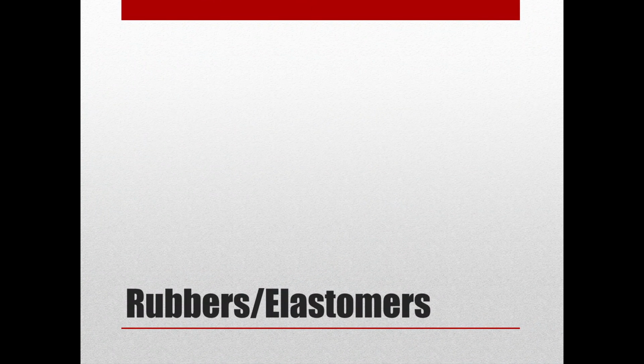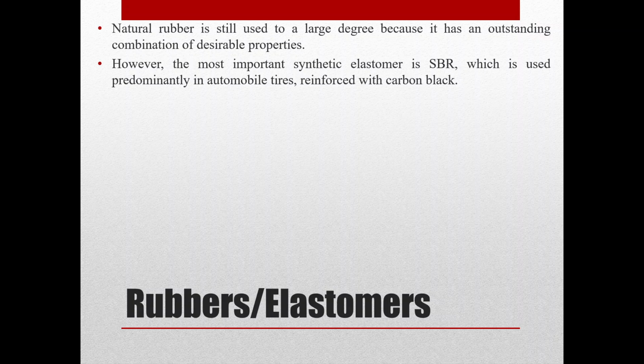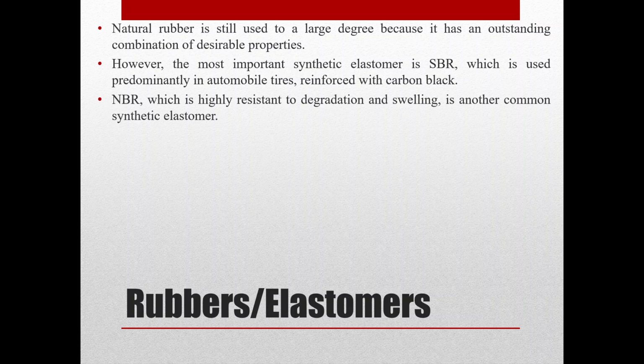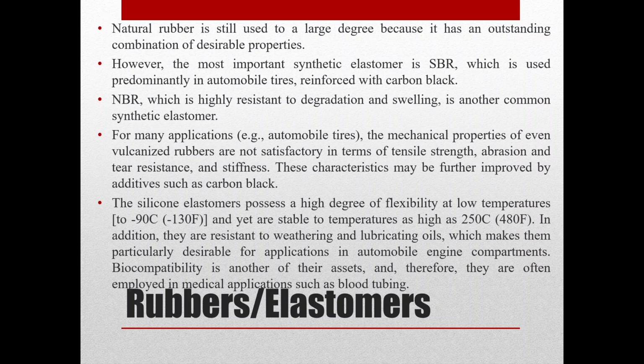So next we come to the rubbers or the elastomers. Natural rubber is still used to a large degree because of its outstanding combination of desirable properties. However, the most important synthetic elastomer is SBR, which is used predominantly in automobile tires reinforced with carbon black. NBR, which is highly resistant to degradation and swelling, is another common synthetic elastomer. For many applications, for example automobile tires, the mechanical properties of even vulcanized rubber are not satisfactory in terms of tensile strength, abrasion, and tear resistance and stiffness. So these characteristics may be further improved by additives such as carbon black.